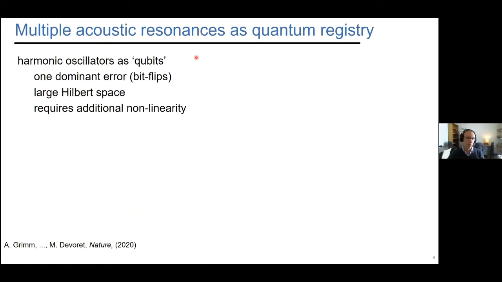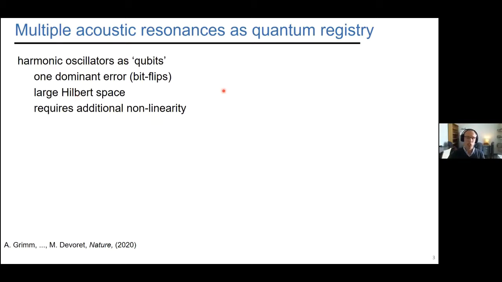And we've seen, so far in this conference, that harmonic oscillators are pretty interesting candidates as qubits. They have one dominant error; phase flips are quite rare. There's a large Hilbert space, so you can do interesting encodings and store more information than a bit. But doing this requires some additional nonlinearity.